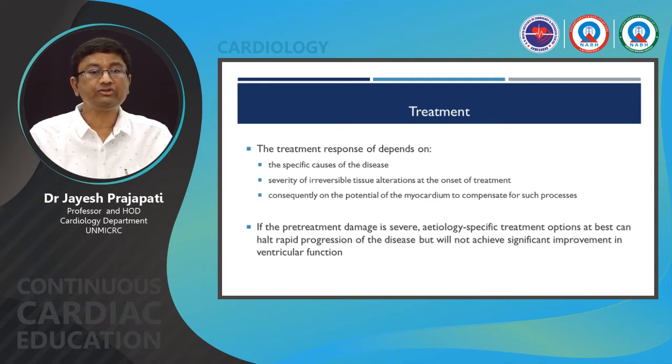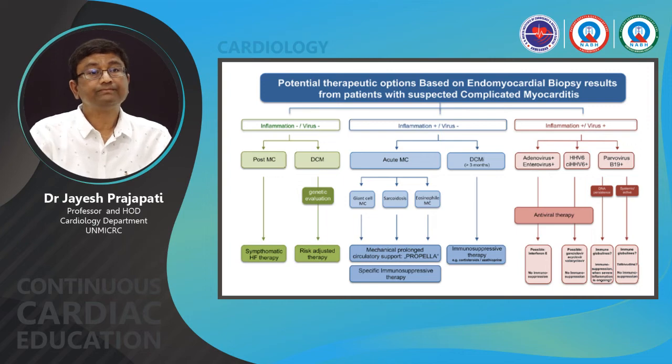And if irreversible tissue alteration is there, then it's a chronic process. We have to consider it as a heart failure patient, and we should treat accordingly. So which are the various potential options and how should we treat? Three things we have to keep in mind: whether there is inflammation or not, and whether there is active virus infection or not. If the patient has no active inflammation and no virus, it's the post-myocarditis, burnt-out phase.